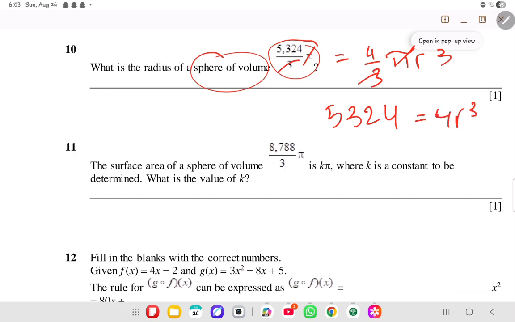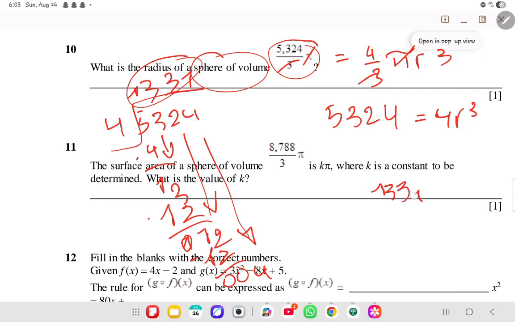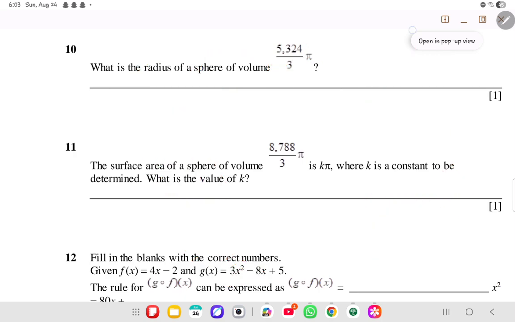So now you'll have to divide 5324 by 4. 5, this is 1 minus 4, 1. Drop the 3. 3 minus 12, 0, 1. Drop the 2. That's going to be 3 again. So minus 12, 0, 0. Drop the 4. That's going to be 1 again. You will get 1331. So 1331 is equal to r cubed. And then you'll just do the cubic root of each side, and you'll get that r is equal to 11. Now, this is the radius.